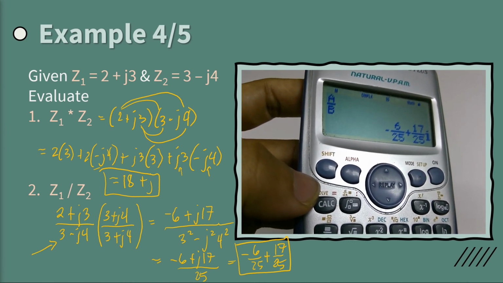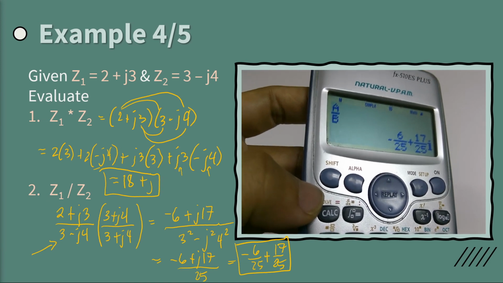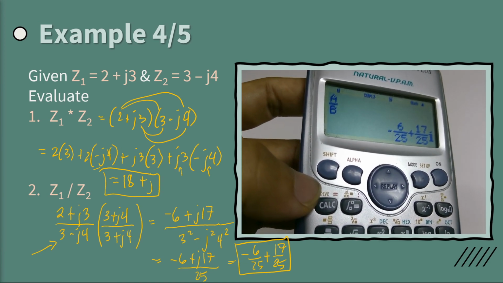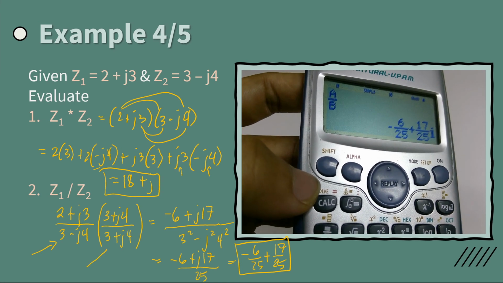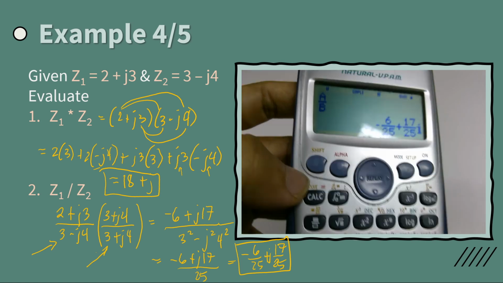One thing to take note, for the product, you need the FOIL method or the distribution method. And for the division, you need to take care of the conjugate. This is what we call the conjugate method in order to get the answer. Now remember that there's a j here. Sorry, there should be j in the final answer. That's it.